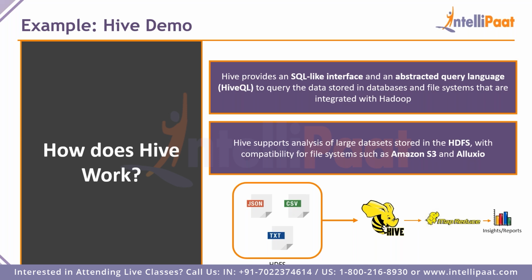Hive supports the analysis of large data sets stored in the HDFS, and it also has compatibility with file systems like Amazon S3 or Alluxio. So if you have other file systems as well which deal with cluster-based computing, you can use those. For instance, if you have your files stored in Amazon S3, you can use Hive with that as well. But right now we're going to be using HDFS. So what does HDFS do? You have your JSON, CSV, or TXT files, or any other sort of file format available in the HDFS.